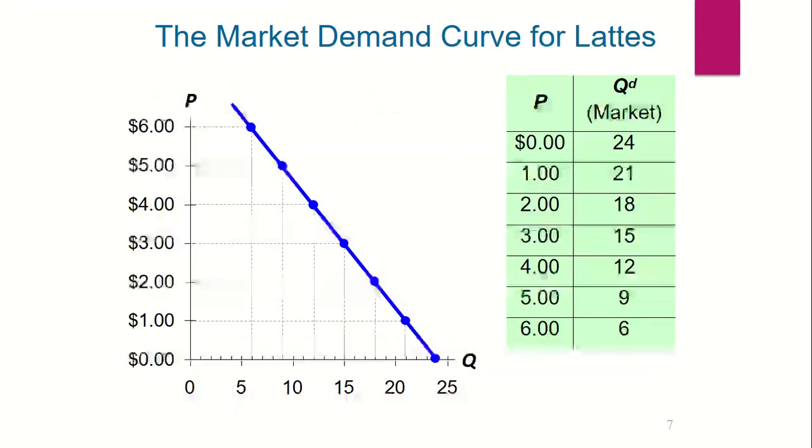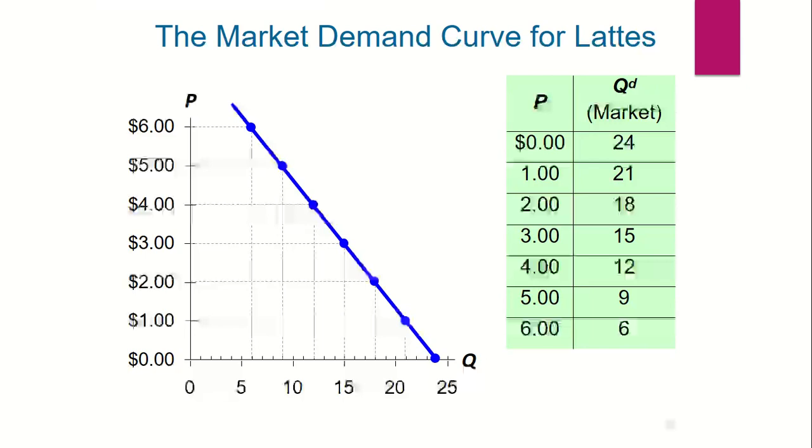The market demand curve for latte. So now we look at the sum of the buyers of the markets, the quantity demanded for the market, and we plot it like we did in our previous slides. At $6, market demand is 6. At $5, quantity demanded is 9. At $4, it is 12. At $3, it is 15. At $2, quantity demanded is 18. And at $1, quantity demanded is 21, and at $0, quantity demanded in a market is 24.